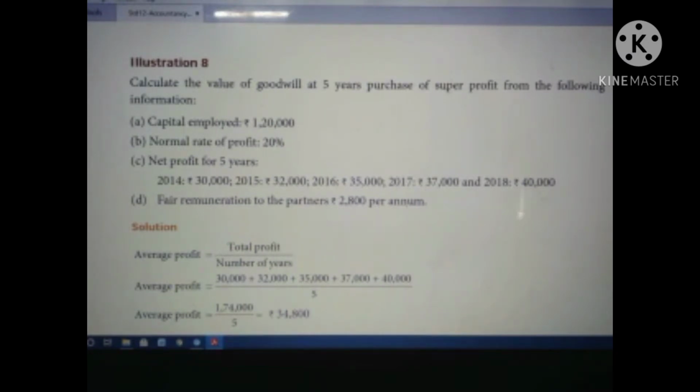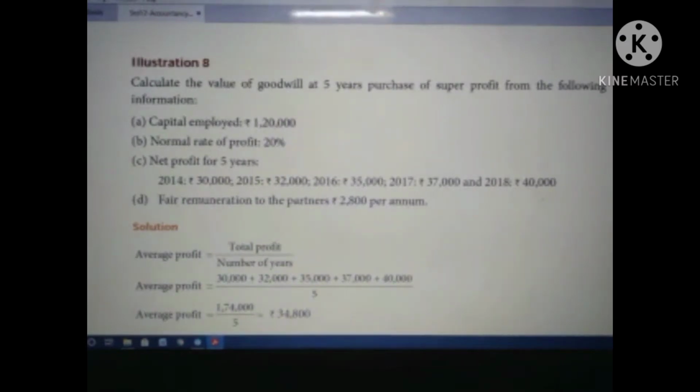After getting this value, if fair remuneration is given in your problem, you must subtract this fair remuneration from the total average profit. From the total average profit, you must subtract the fair remuneration. After getting the actual average profit, you have to use the formula.